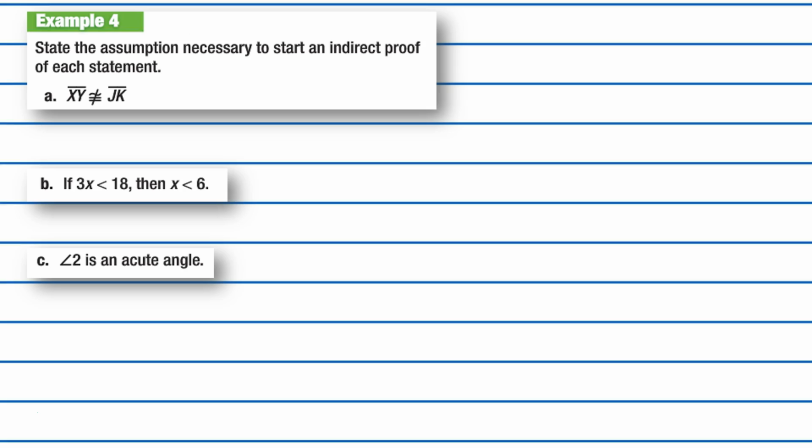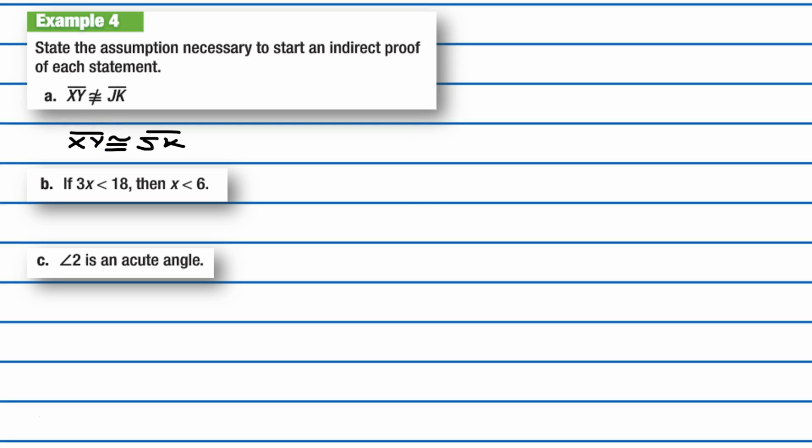So for our example here, example 4, we want to state the assumption necessary to start the indirect proof of each statement. So for this one, they're saying that segment XY is not congruent to segment JK. Well, in order to say this, the assumption that we are making is that XY is actually congruent to JK. So that one's pretty simple.